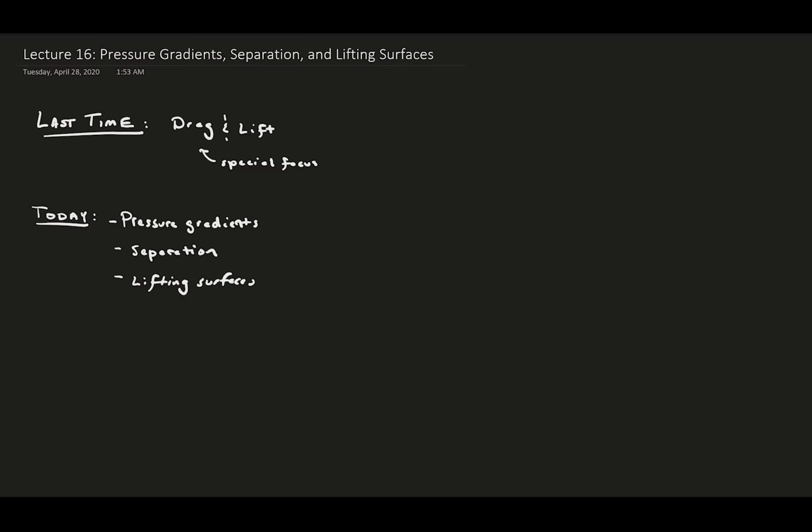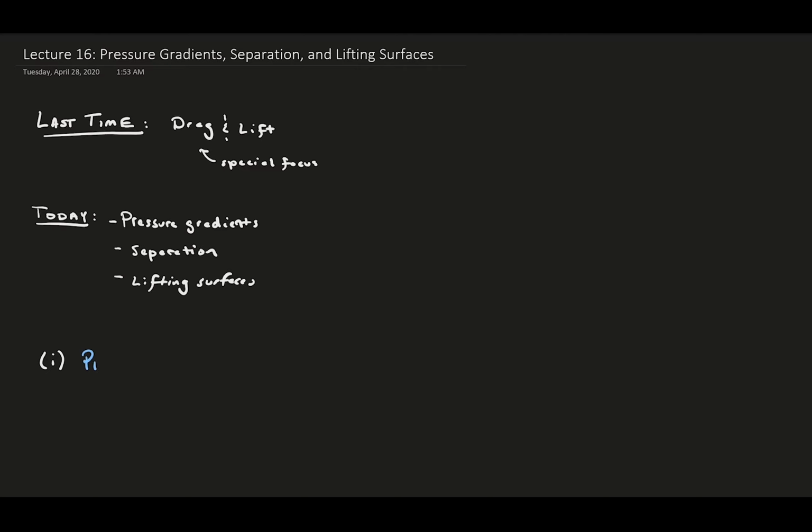Today, we'll extend this discussion to specifically discuss lifting surfaces that use special geometry to generate forces favorable to the designer. These surfaces induce pressure gradients, where the pressure varies in the streamwise direction and either helps or hurts the flow. And often, we see separation when the pressure gradient is strong enough, leading to a different and generally unfavorable flow state downstream.